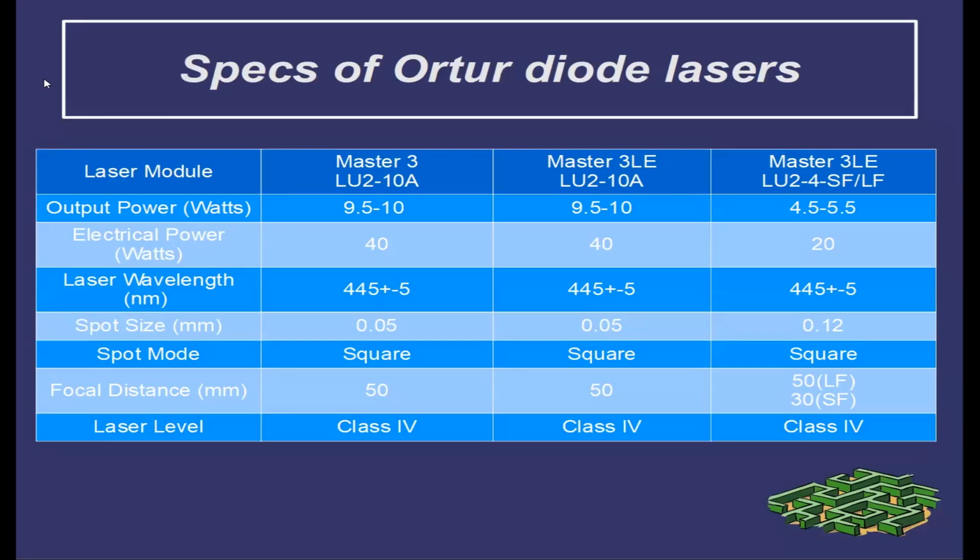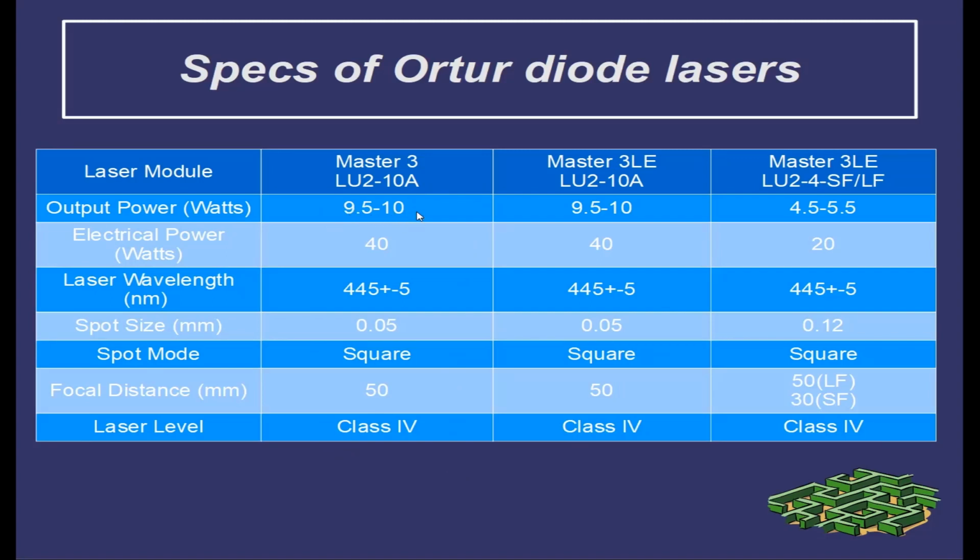So, as I say, I have an Ortur diode laser, so I put this in so people can see. There are 3 new, the Master 3, Master 3 LE, and the Master LE. This Master 3 has an LU2 10 amp laser. So does the LE. Now, I don't know why they brought out the LE compared to the Master, because it's the same right the way through its specifications.